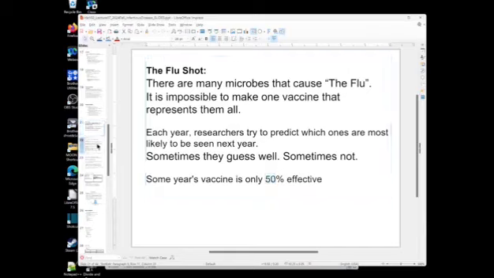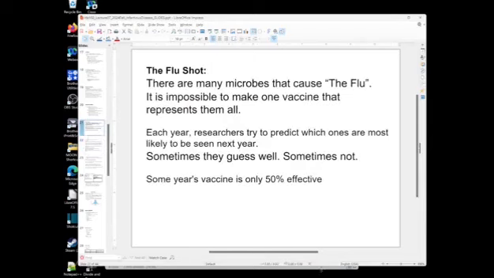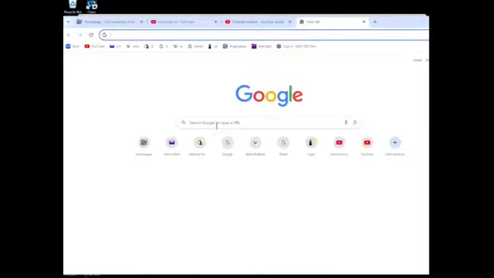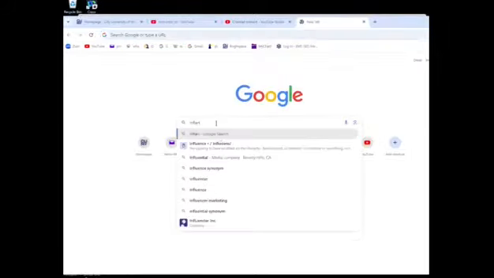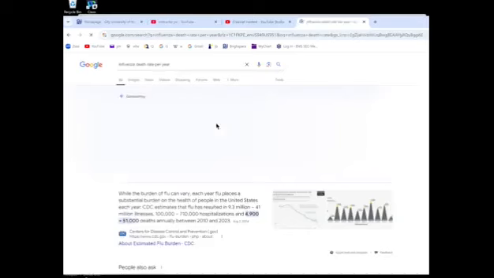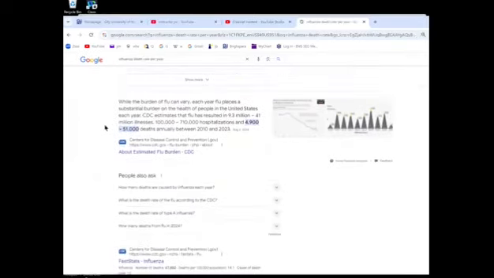Did you know that influenza kills about 50,000 Americans every year? Don't believe me? Let's give it a look. Influenza death rate per year. As always, I skip the artificial intelligence generation. Center for Disease Control, let's see, the flu.